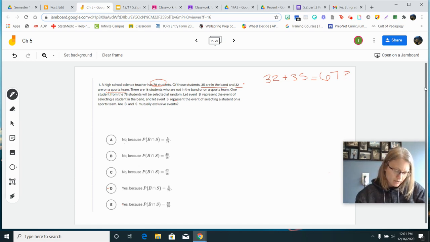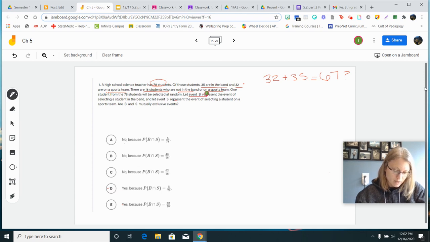And then it says we have another group, which is not 78 yet. So this next sentence makes sense. There's 16 students who are not in band or on a sports team. So they're not in band and they don't do sports. So there's 16 of those. One student from the 78 will be selected at random.